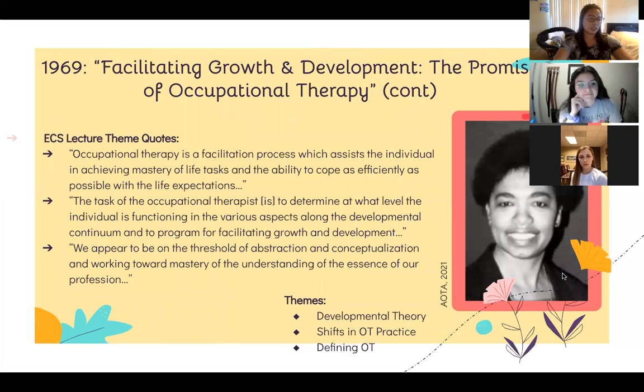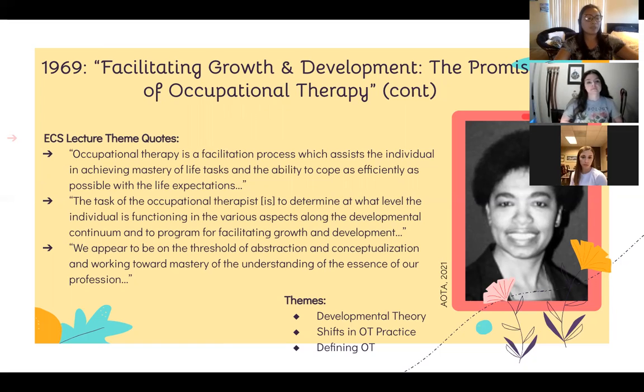So some quotes that I wanted to share from her lecture were, the task of the occupational therapist is to determine at what level the individual is functioning in the various aspects along the developmental continuum, and to program for facilitating growth and development in each of these areas in accordance with the needs of the individual and the demands of his age. And we appear to be on the threshold of abstraction and conceptualization in working towards mastery of the understanding of the essence of our profession.